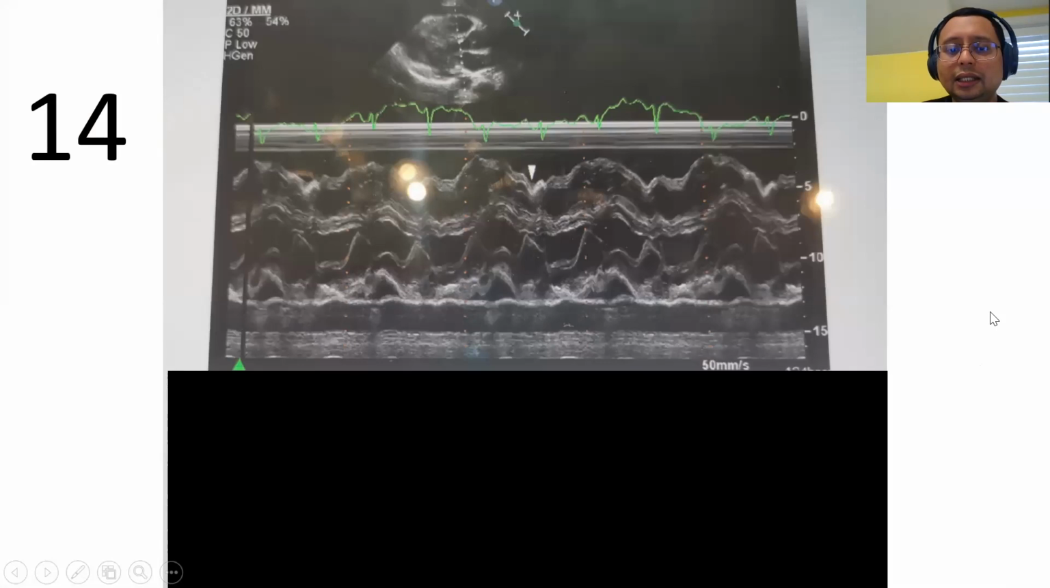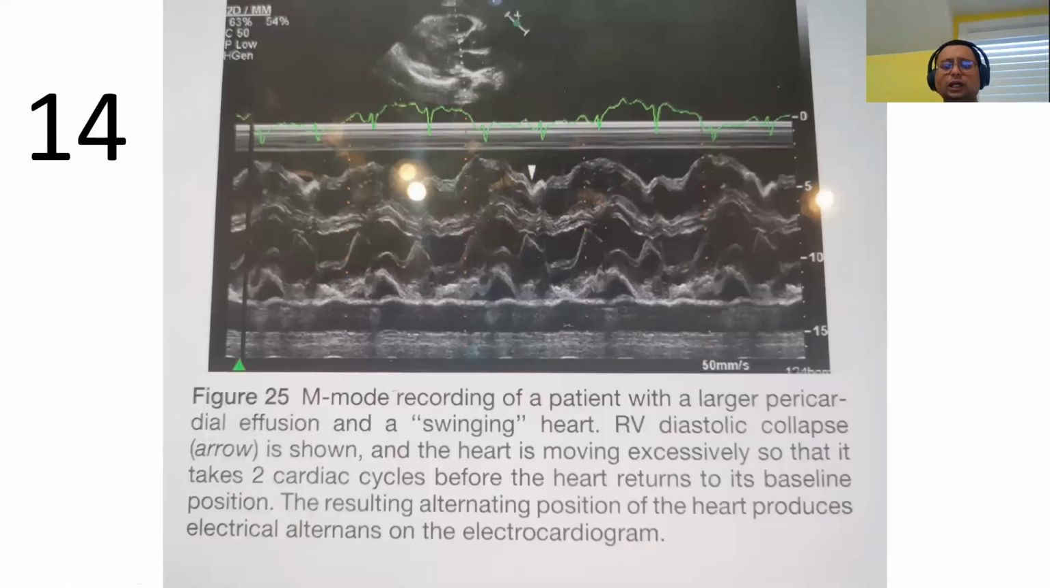Okay, so what is the diagnosis for this one? I just wanted to show you that this is a patient with pericardial effusion and a swinging heart. So, large pericardial effusion and a swinging heart. How do I know this patient has a swinging heart? Look at the septum. The septum is moving towards the right, towards the left, towards the right, towards the left. Now you will tell me, oh doctor, this can be interventricular dependence because of pericardial tamponade. Yes, but this is also the movement of the heart swinging from left to right.